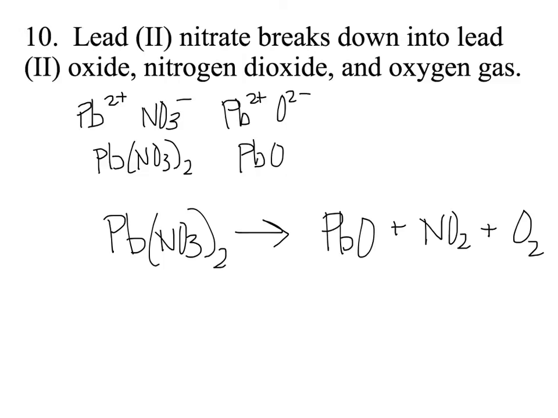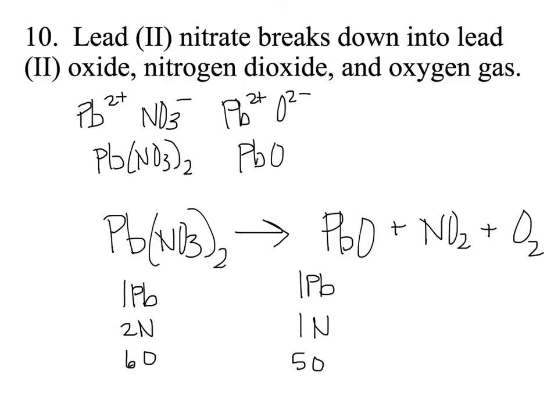All right, atom inventory time. On this side, I have 1 lead. Nitrogens, it looks like I have 2 nitrogen. Oxygen, I happen to have 6. Okay, on the product side, it looks like there is 1 lead. Nitrogen, there is only 1. Oxygen, I have 1, 2, 3, 4, 5. So a total of 5 oxygen.